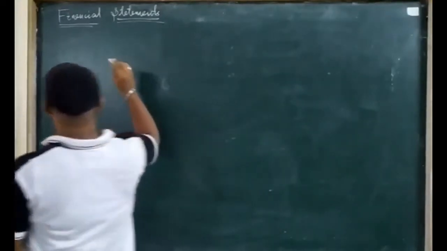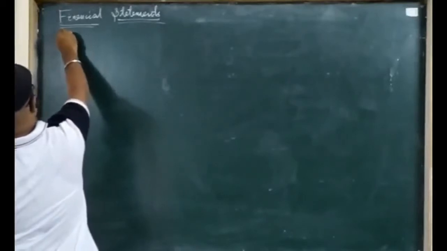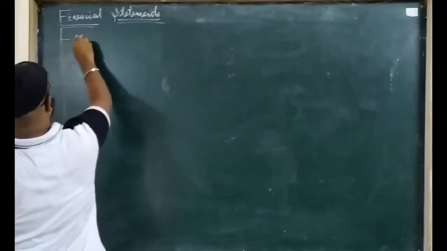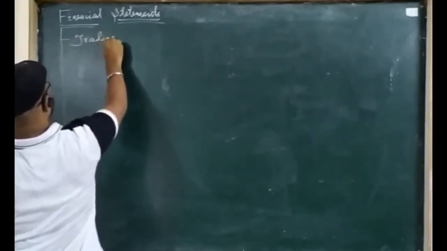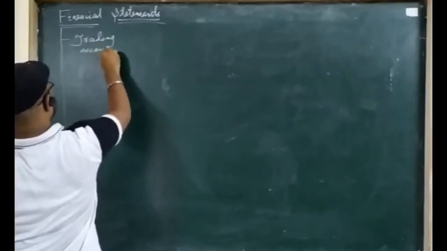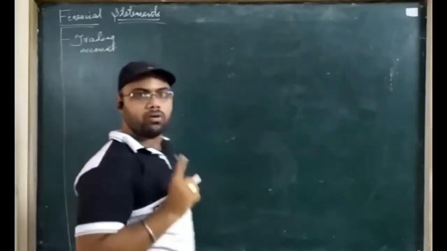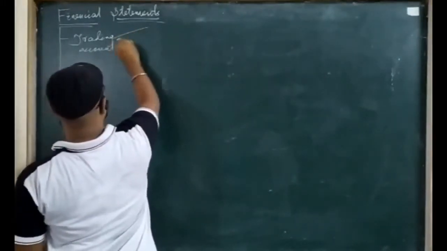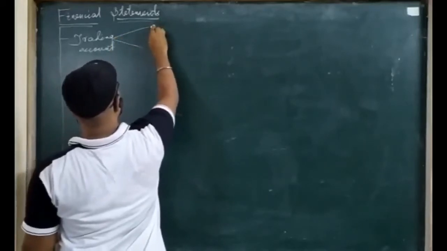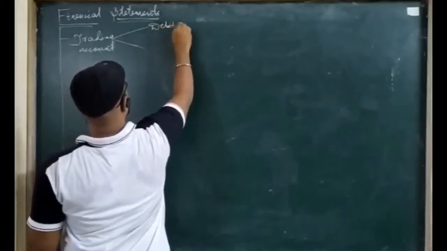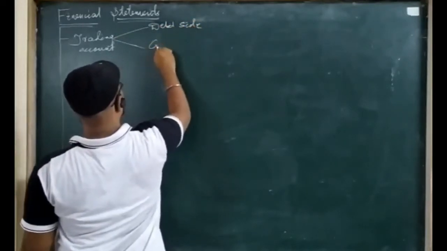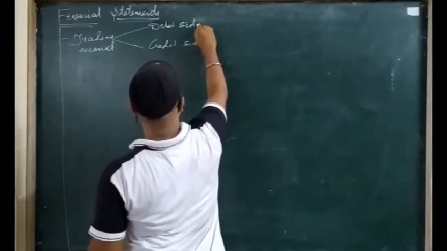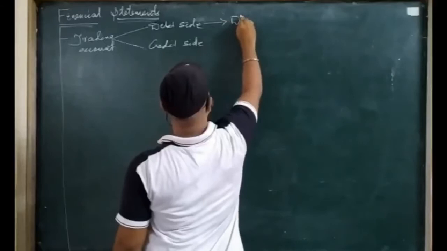Okay. So the financial statements are usually of 3 types, as you know. First is the trading account. Trading account is a ledger account, and in a ledger account there are 2 sides. What are those 2 sides? Debit side and credit side. Then under the debit side we write the direct expenses.